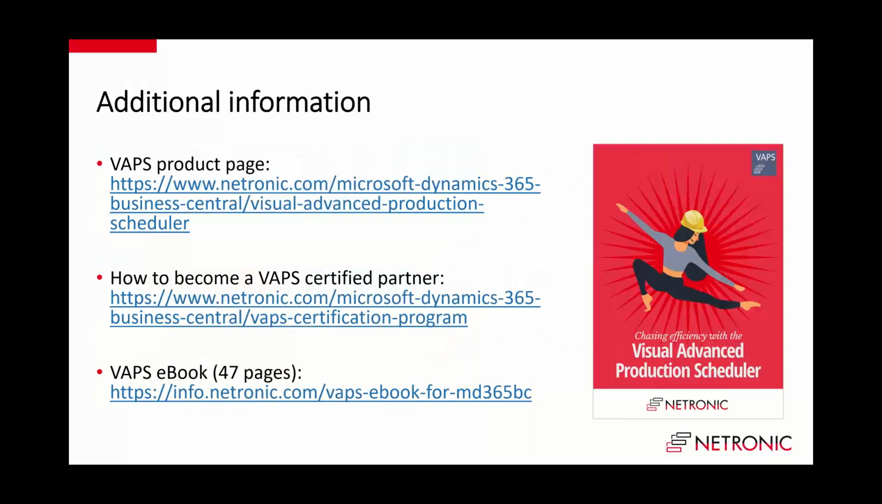If you are interested in the Visual Advanced Production Scheduler and want to have a closer look, we have the product page. There's a page on how to become a VAPS certified partner, because we require that you do some training on the VAPS and that you also show some commitment for the product before you can resell it. We have a rather brand new ebook with 47 pages. We need to update it with new product features, but it is still quite relevant to get a comprehensive and extensive introduction into the product.